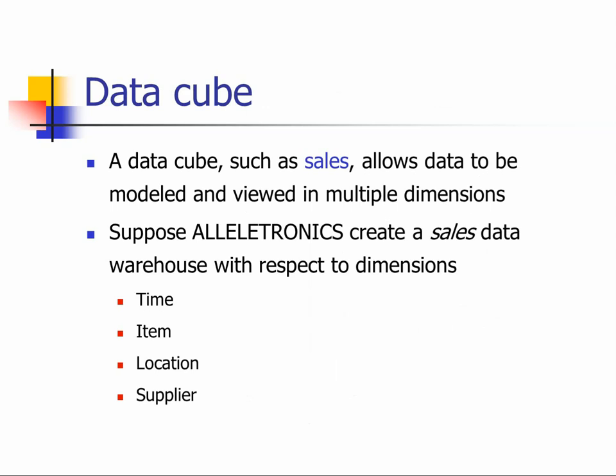And think about this before I move into the next slide. Suppose that we want to create a sales data warehouse for AllElectronics with the same three dimensions, and now I want to add an additional dimension, supplier. So now we have a four-dimensional data cube. Before I move into the next slide, think about what this looks like. What does a four-dimensional data cube look like? Try to picture that in your mind, and we will move on to the next slide and show you what it looks like.